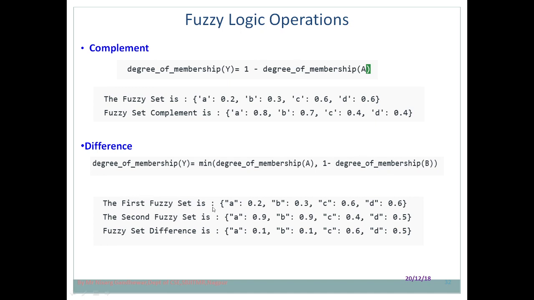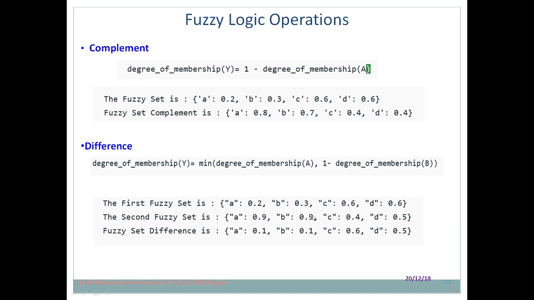So here this is fuzzy set A, this is fuzzy set B. Now we want to get a resultant set after applying the difference operation. So how will you obtain this? First, you need to take 1 minus degree of membership of B. 1 minus 0.9, what is it? 0.1. So between 0.1 and 0.2, which one is minimum? 0.1. That's why it is 0.1.